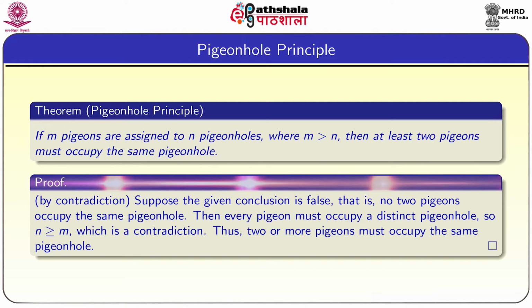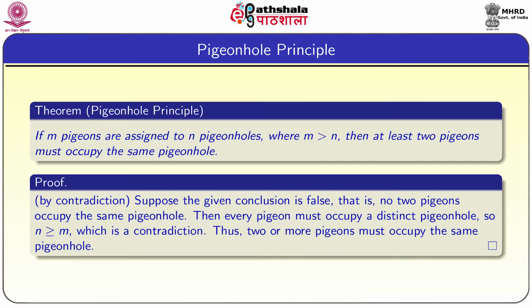So, we will prove by contradiction. Suppose that the given conclusion is false, that is, no 2 pigeons occupy the same pigeonhole. Then every pigeon must occupy a distinct pigeonhole. So, n is greater than or equal to m, which is a contradiction. Thus, 2 or more pigeons must occupy the same pigeonhole. So, this is one of the useful principles. It is applicable at many places; in combinatorics it is used very heavily.